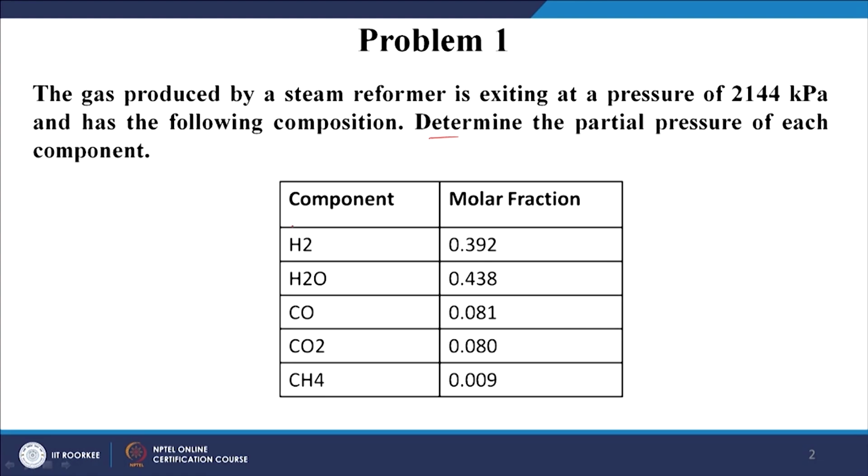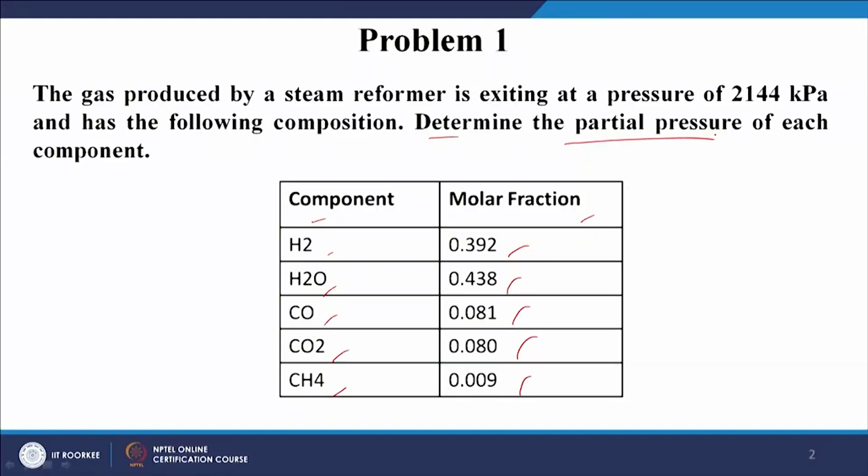So, here a table is given, component and molar fraction, that is H2, H2O, CO, CO2, CH4. Hydrogen is 0.392, H2O 0.438, CO 0.081, CO2 0.080 and CH4 0.009. So, this is the problem statement, and we have to determine the partial pressure of each component. Mole fraction is given and total pressure is also given. So, we can measure it.